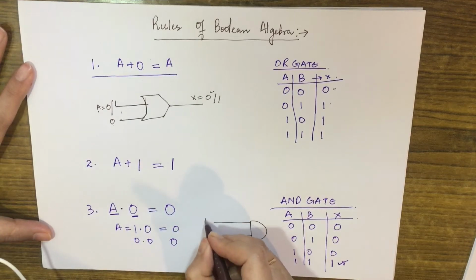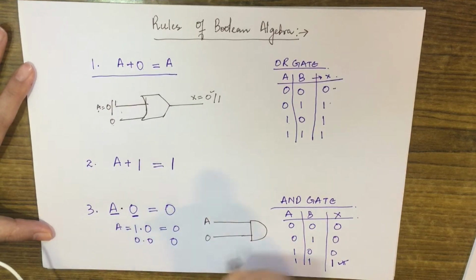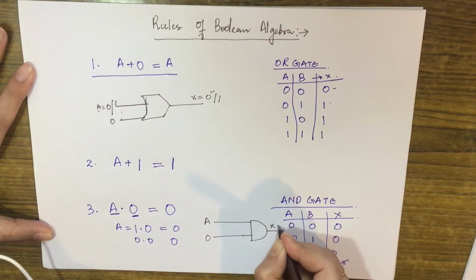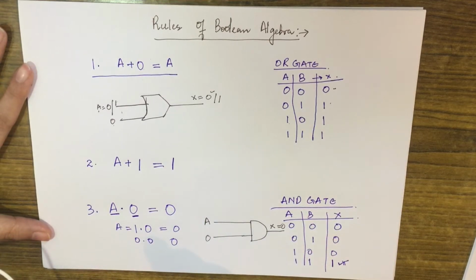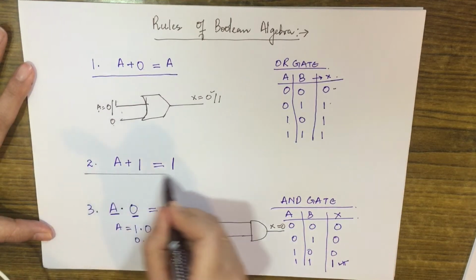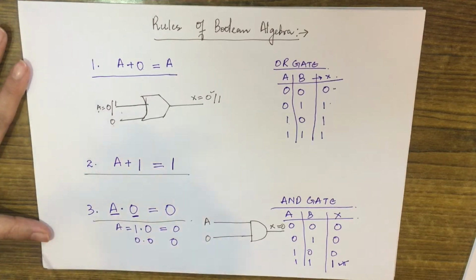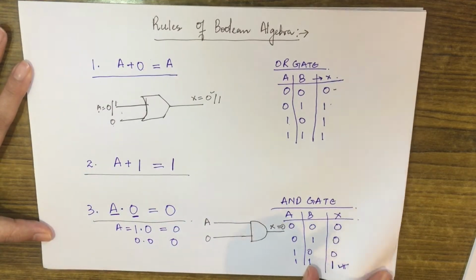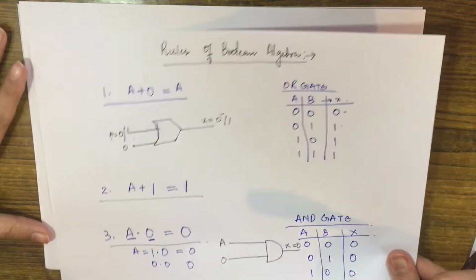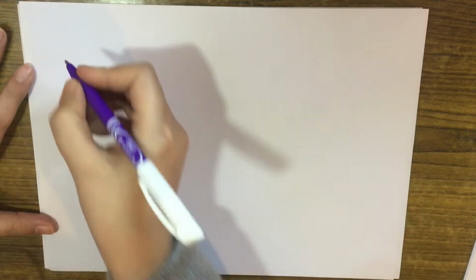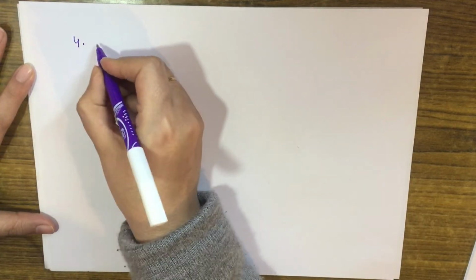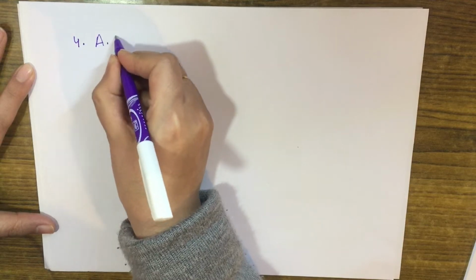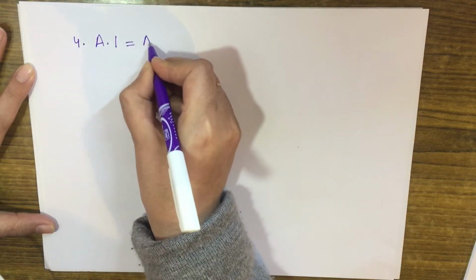So here we have a and here we have 0 as an input, and the output x will always be equal to 0. So this was rule 3. Moving towards rule 4 of Boolean algebra: a AND 1 is equivalent to a.